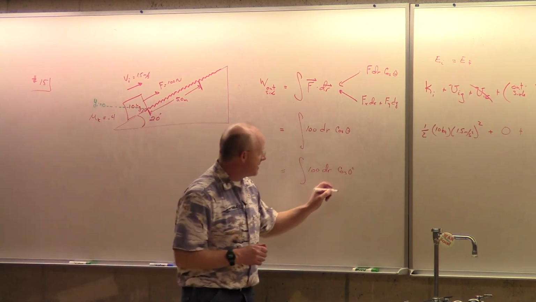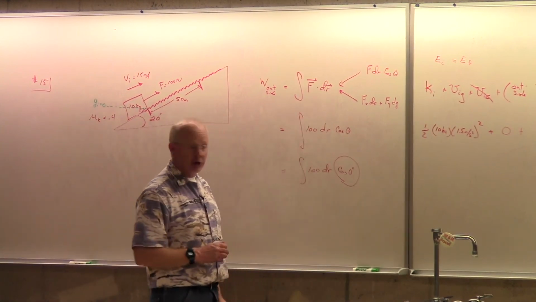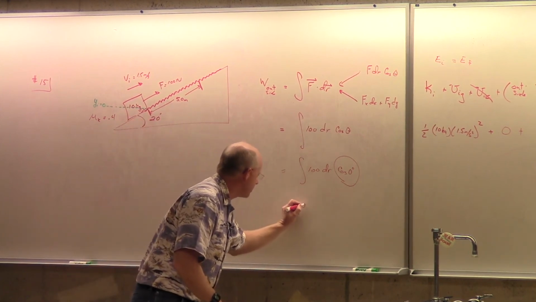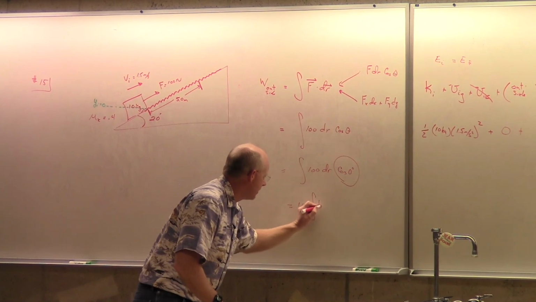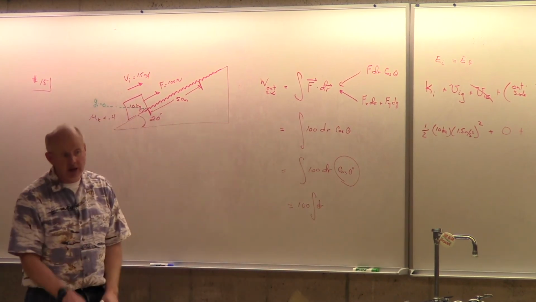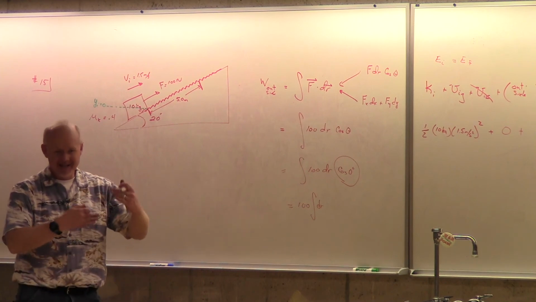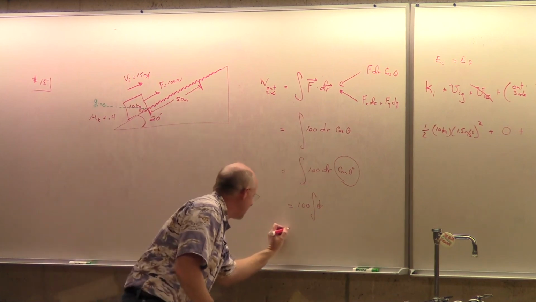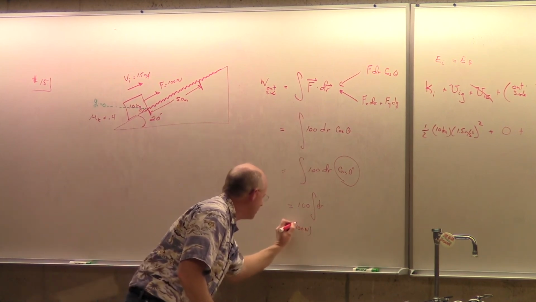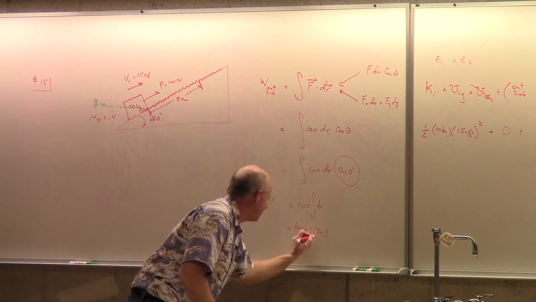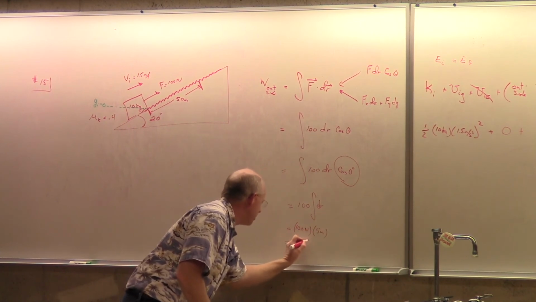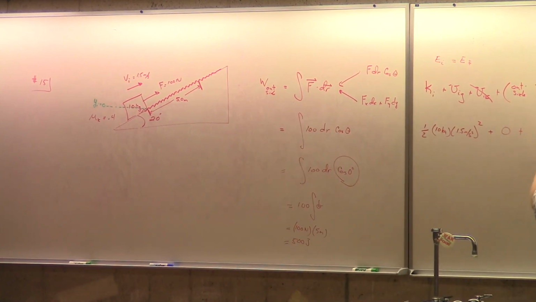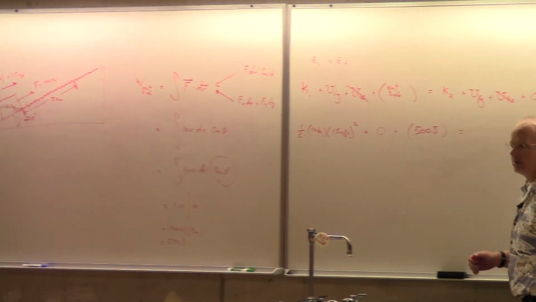And of course, what makes it an easy calculation is, what is the cosine of 0 degrees? 1. And so this reduces down to 100 times the integral of dr. And what's the integral of dr? It's just the distance you travel, which is 5 meters. So this is 100 newtons times a distance of 5 meters for a total of 500 joules. And so this outside piece is adding 500 joules of energy.